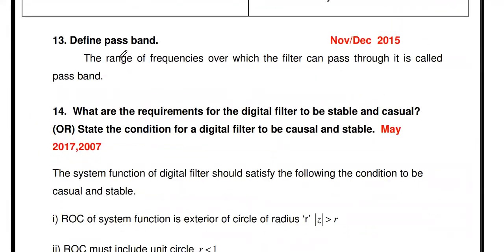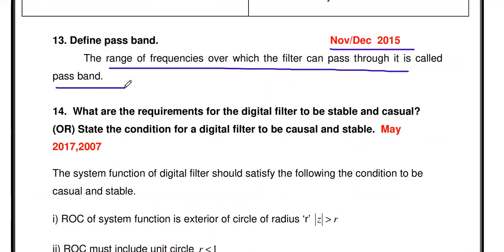Then the next question: define pass band. You know in the filter characteristics, there is a pass band and a stop band. It is also one of the 2-mark questions, November-December 2015 question. Pass band means the range of frequencies over which the filter can pass. It is called a pass band. Then what is stop band? Stop band means the range of frequencies over which the filter cannot pass. It will block the frequencies. That is called a stop band.